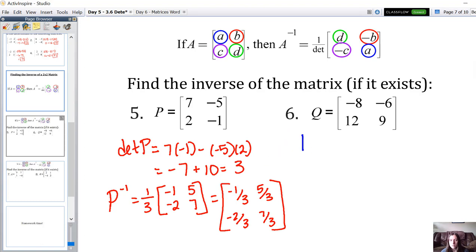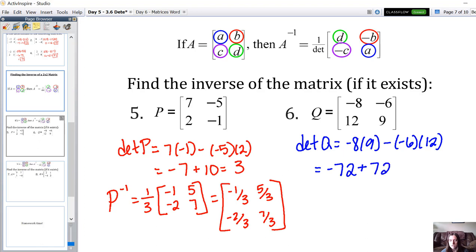Need to find the determinant first. So we have -8 times 9 minus -6 times 12. -8 times 9 is -72. Negative times a negative is a positive. And then 6 times 12 is also 72. So in this case, our determinant is 0.